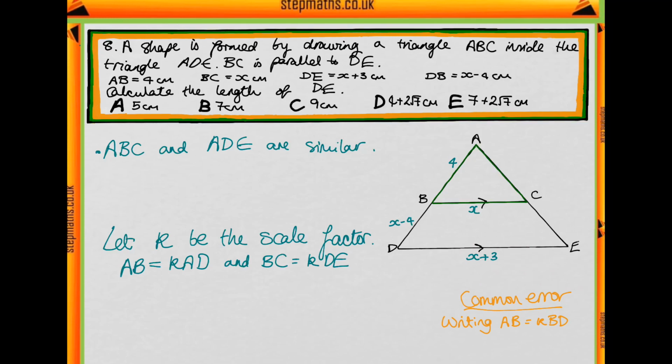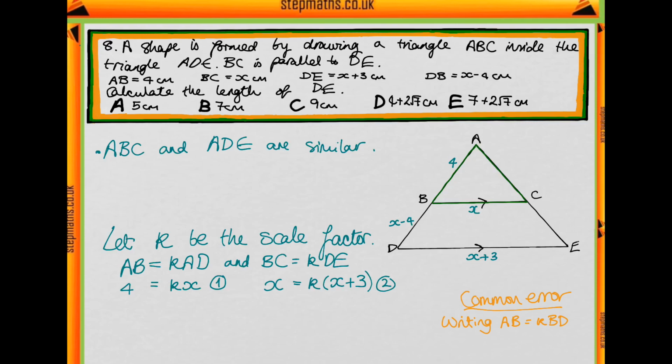We also have that BC is equal to K times DE. So BC here is equal to K lots of DE here. We're not going to worry about AC and AE because we don't know any information about them. We're going to focus on these two and these two. So we have these two equations. So now let's substitute in what we know about the lengths of these sides.